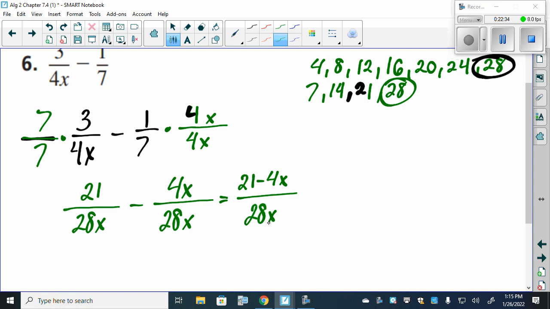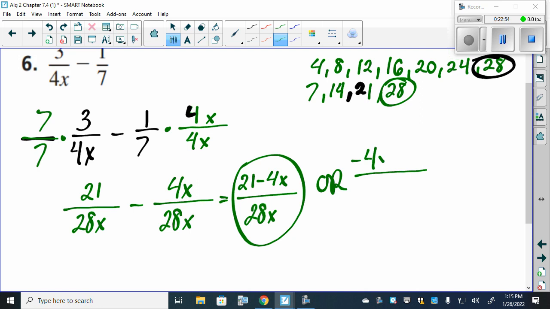And looking at the numerators, is there a greatest common factor between 21 and 4x? Well, no, there's not a number that will divide into both of them evenly. Both of them don't have a variable, so that is as simplified as it gets. We could write it as negative 4x plus 21 over 28x. That's the same thing. It's just putting the variable first.